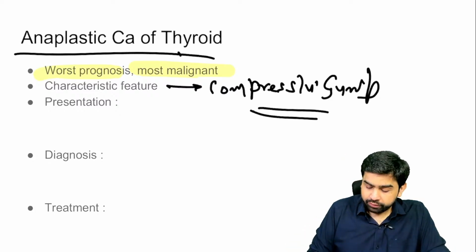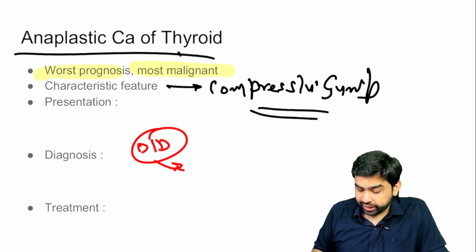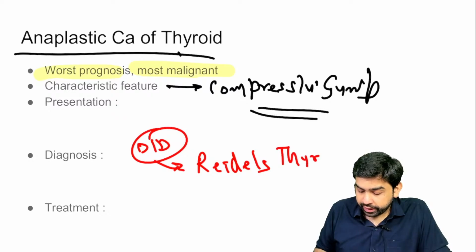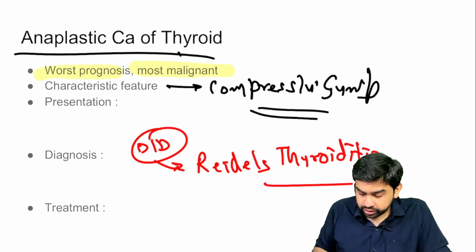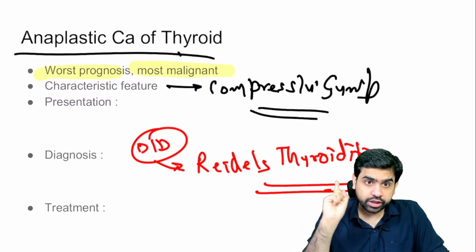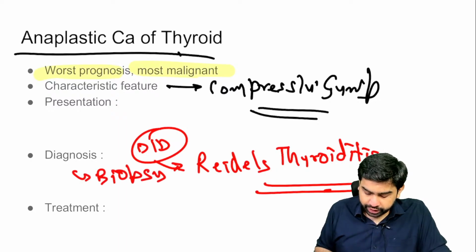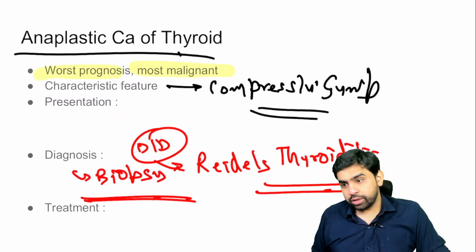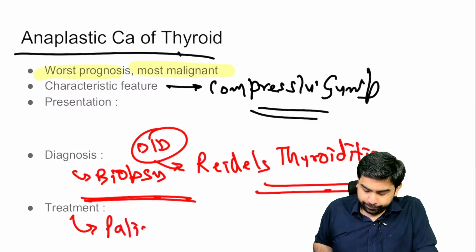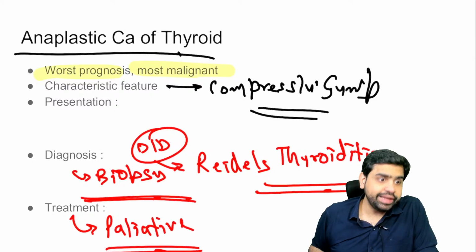Now the important thing to understand here is the differential diagnosis. In anaplastic carcinoma of thyroid, the important differential diagnosis is Riedel's thyroiditis. In order to distinguish Riedel's thyroiditis from anaplastic carcinoma of thyroid, you have to perform a biopsy. So this is one of the indications of biopsy. What about the management? It is predominantly palliative management.